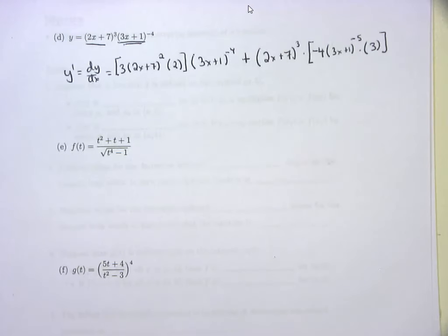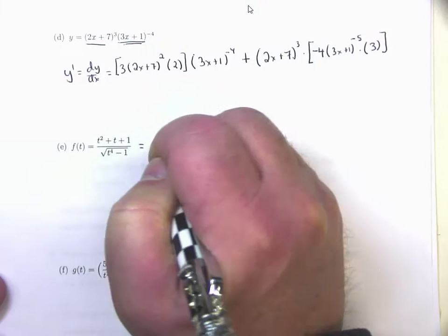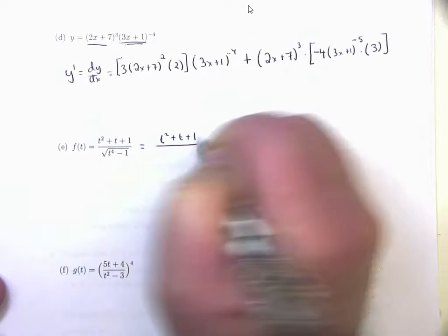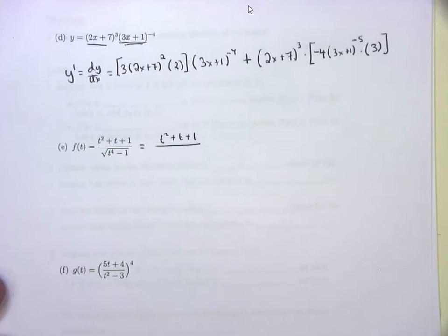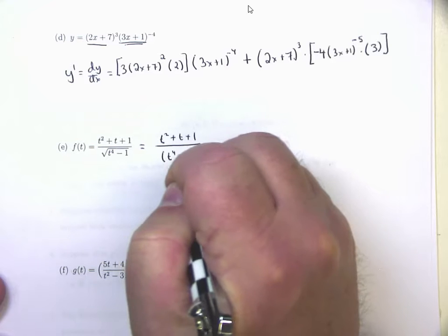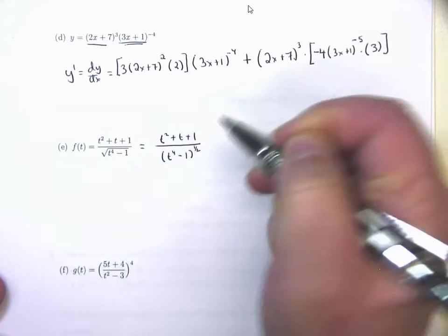F of t equals t squared plus t plus 1 divided by the square root of t to the fourth minus 1. Well, the way it's written, this is t squared plus t plus 1. I don't do square roots. The square root is a half a power. So this is t to the fourth minus 1 to the 1/2 power.